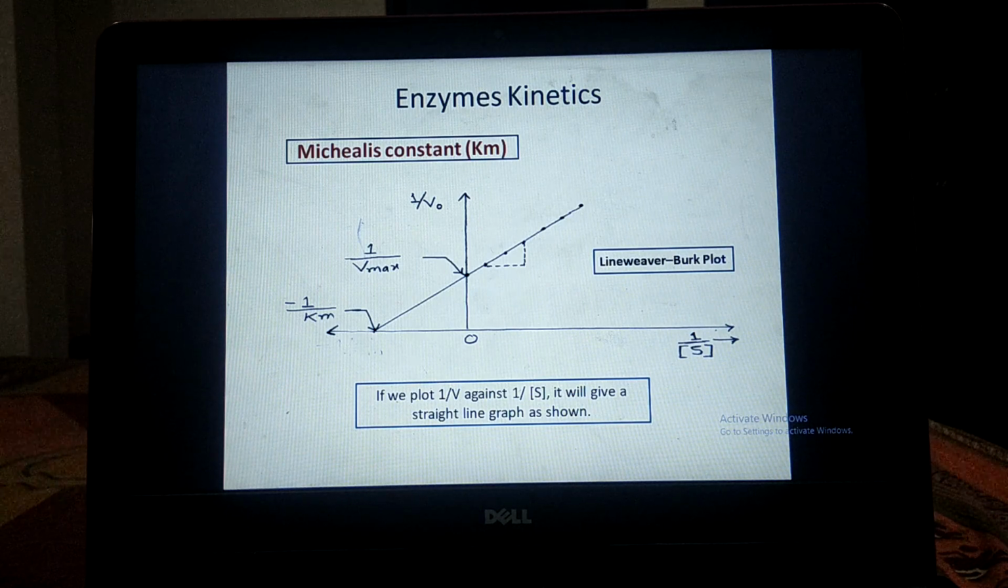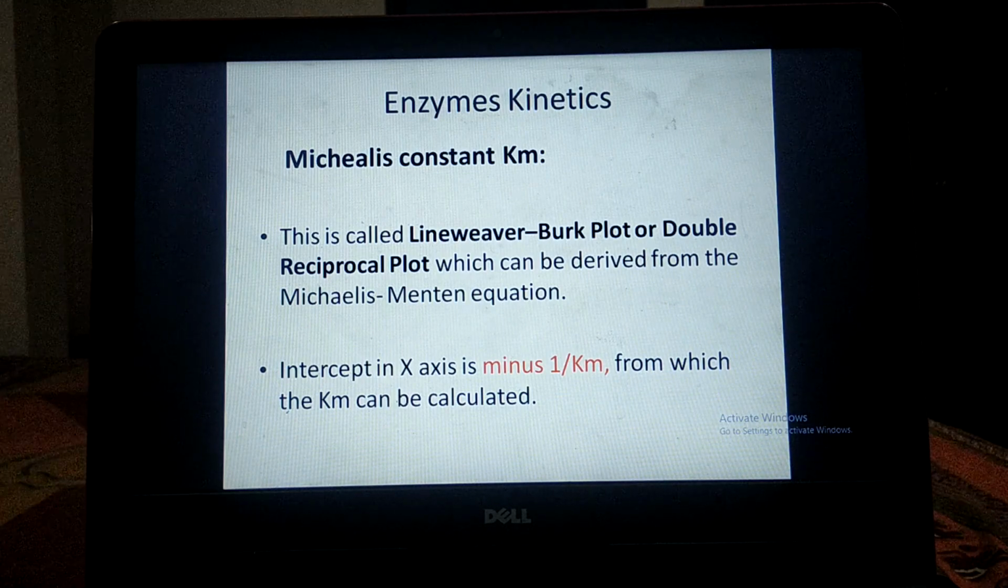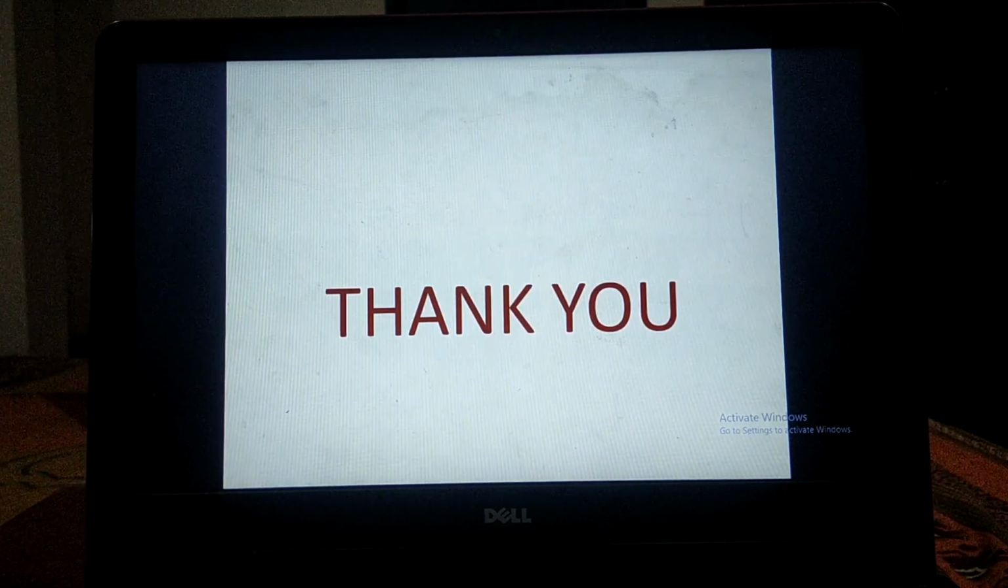Once we get the negative value of 1/Km, then by mathematical calculation we can easily calculate the value of Km. Once we calculate the value of Km, we can identify the enzyme, or find out how much substrate is required for a particular reaction to achieve the maximum velocity. So in this way, with the help of the Lineweaver-Burk plot or double reciprocal plot, we find the Michaelis-Menten constant. Here it is written that the x-intercept is minus 1/Km, as we have just seen in the graph, from which we can easily calculate the value of Km. Now this is about enzyme kinetics. Thank you very much.